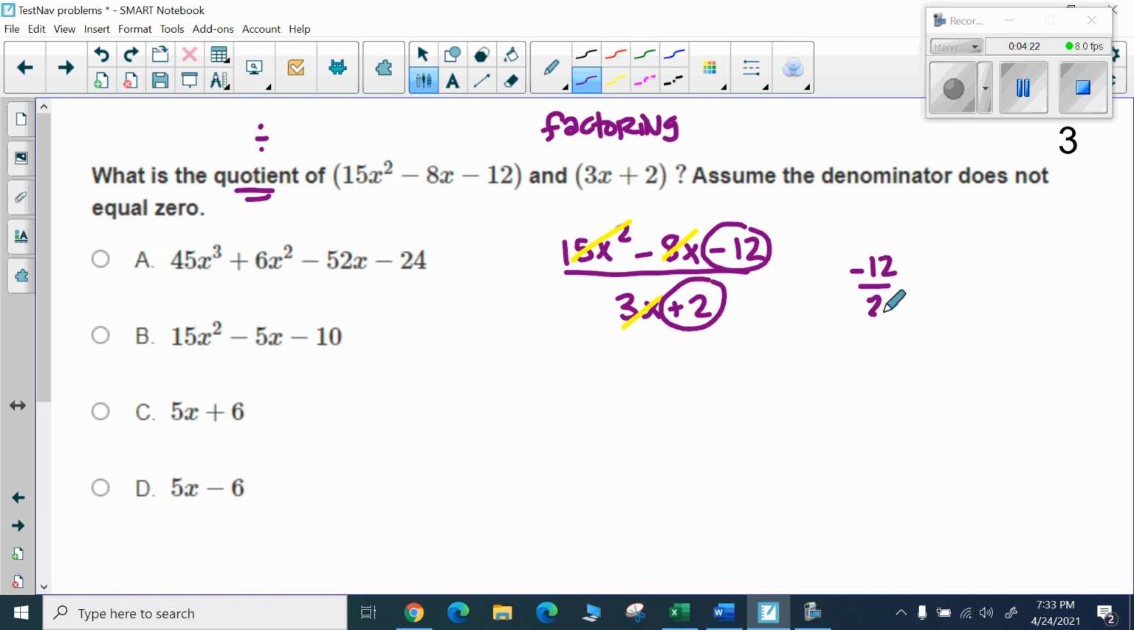-12 divided by 2 is -6. And look for the answer that has that. Now, if 2 answers have that, then again, you're going to have to take a guess, but at least you'll be able to narrow it down a little bit.